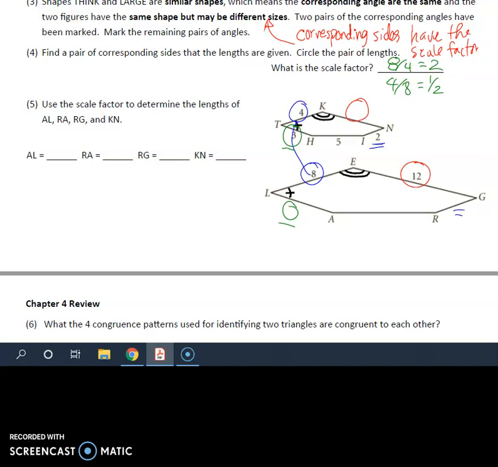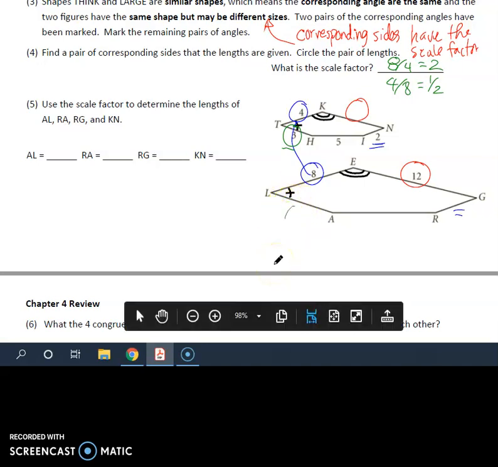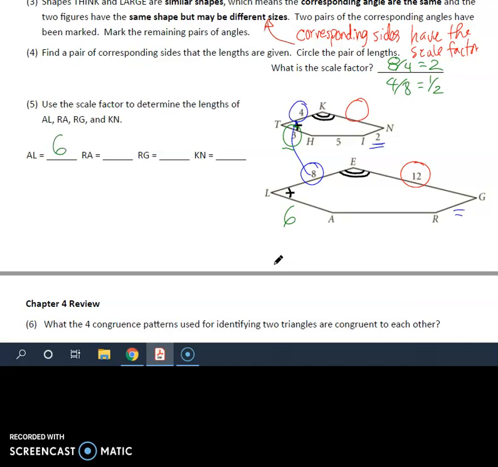So TH is 3, so if I double that, that means that LA will be 6, or AL. And HI is 5, so that means AR is going to be 10, because we're doubling that. IN is 2, which means RG will be 4, because again we're doubling. And then EG is 12, and we're going actually back the other direction, so we're going to take half of the 12, so KN is going to be 6.